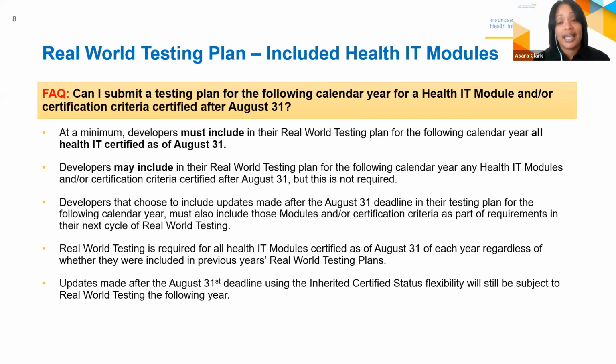With the inherited certified status updates that are made via inherited certified status flexibility, just know that if you seek inherited certified status from your ONC ACB after the August 31st deadline, you're still going to be held accountable and subject to real world testing, because the parent listing is the date that will be attached to that certification. So if your ACB tells you after you've made a patch update or rolled out some kind of update after the August 31st deadline, using the inherited certified status flexibility, you're still going to be held accountable for real world testing for the following year.